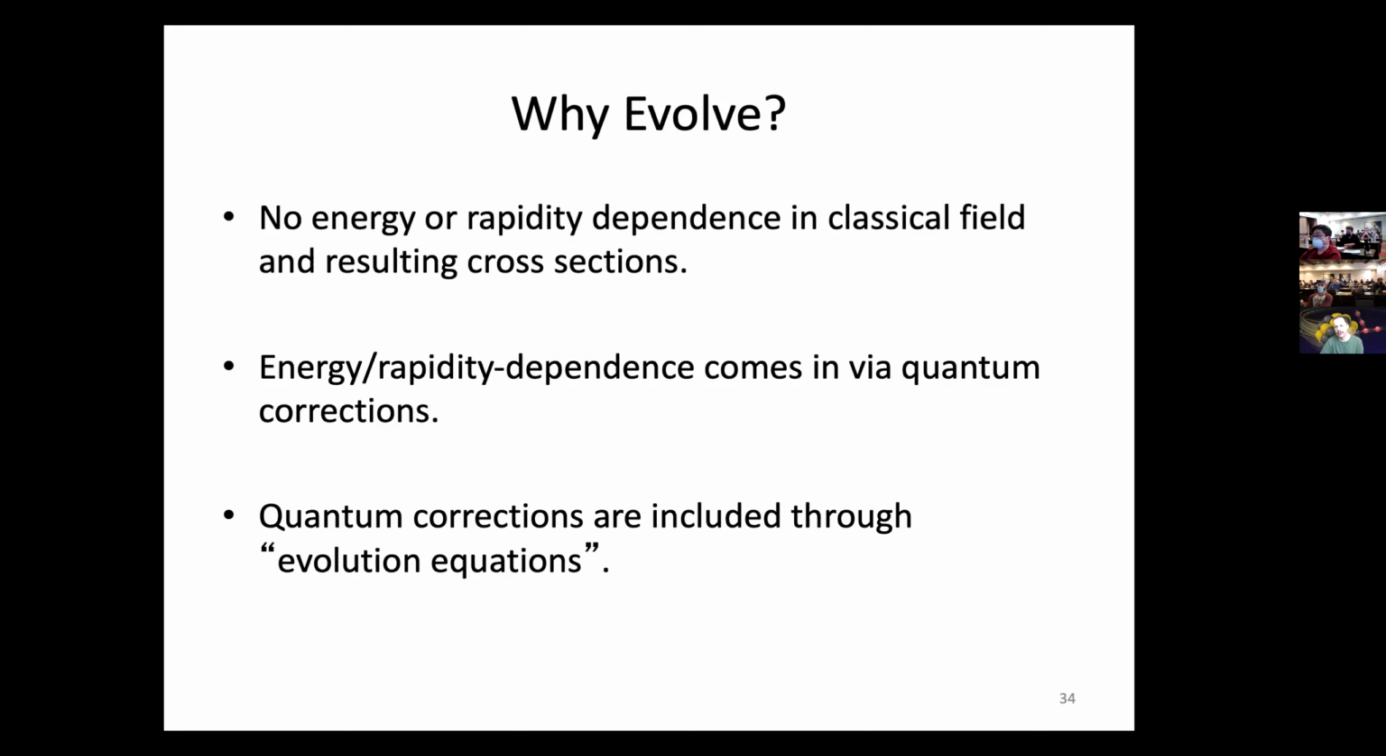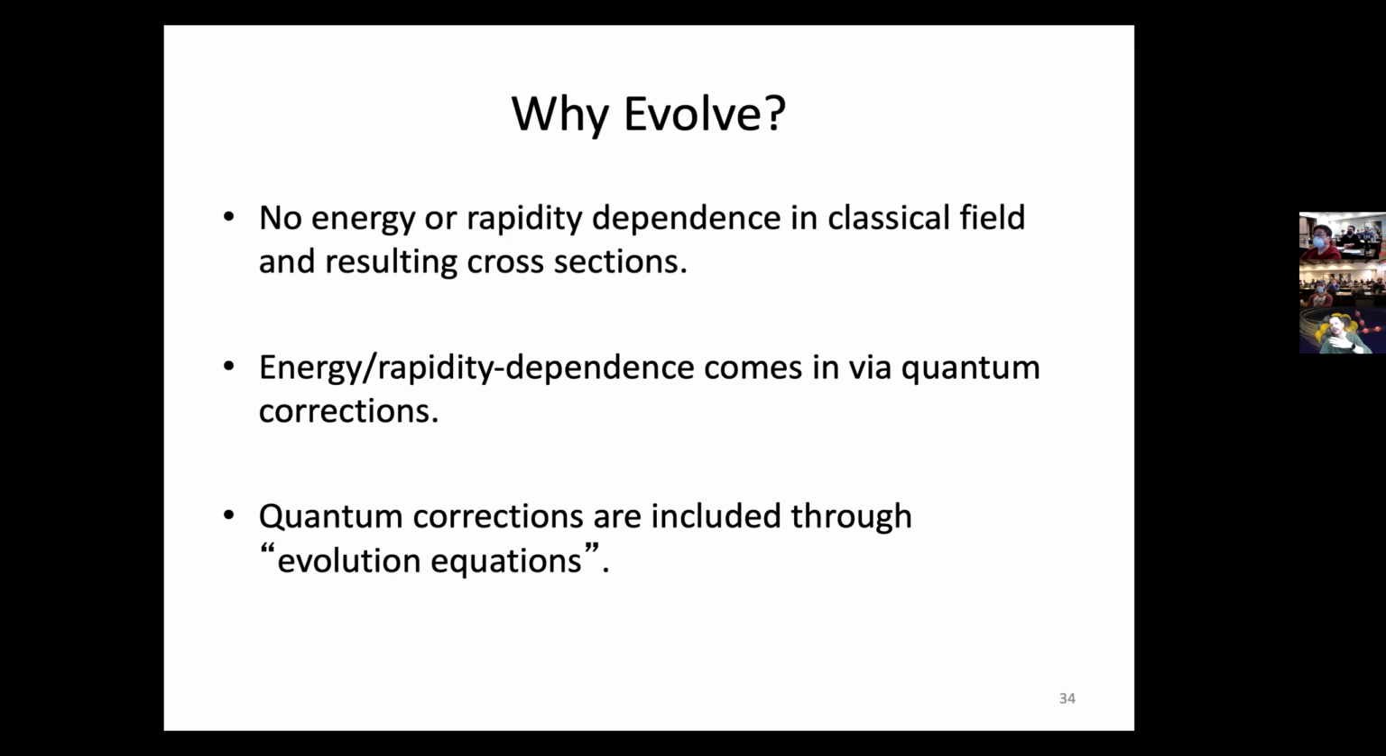Let me stress from the outset that when, in our small x discussion, we're talking about evolution equations, we're not talking about, say, DGLAP evolution, which is evolution in Q squared. We're not talking about CSS evolution, which is also an evolution in Q squared, but for TMDs. We'll be talking about evolution in a different variable, in x.